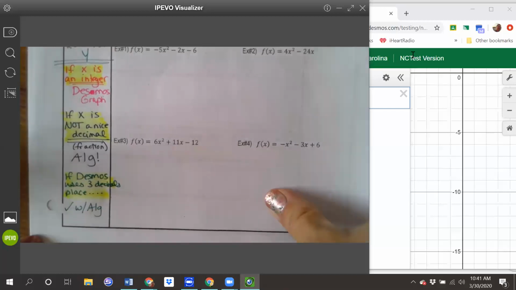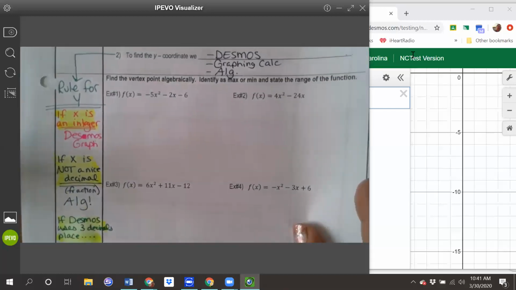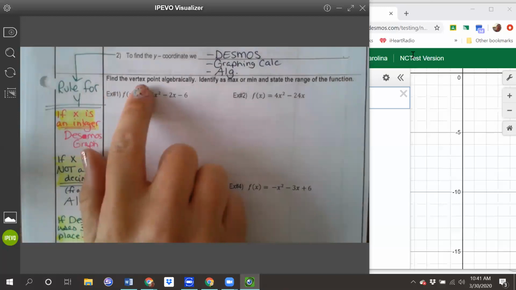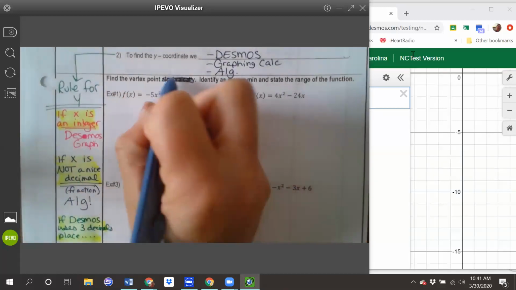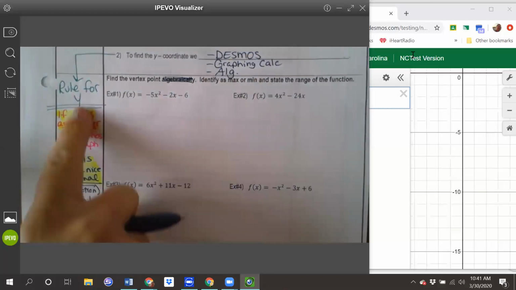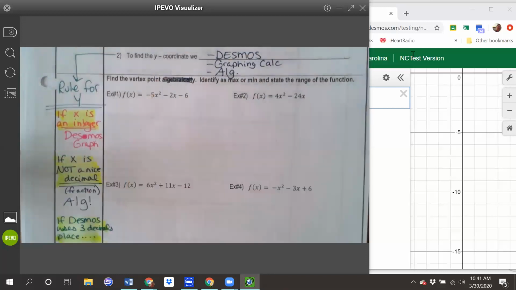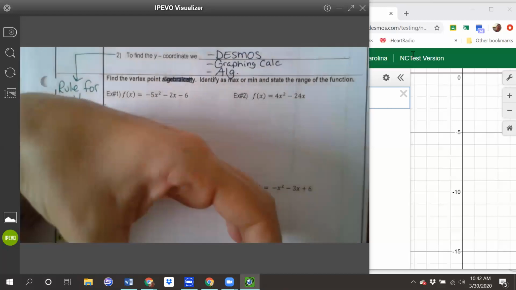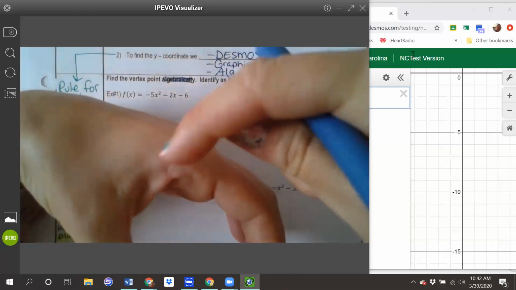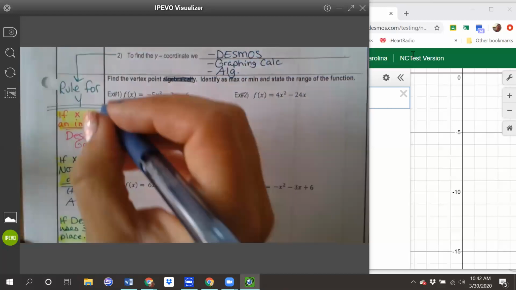Okie dokie. So let us do number 1. It says find the vertex point. And I'm going to scratch off algebraically here because I want us to use the best tool for the job. So find the vertex point, identify it as a max or a min, and then state the range of the function. Okay, so first things first. That's a negative. Negative means frown. Frown means maximum value.